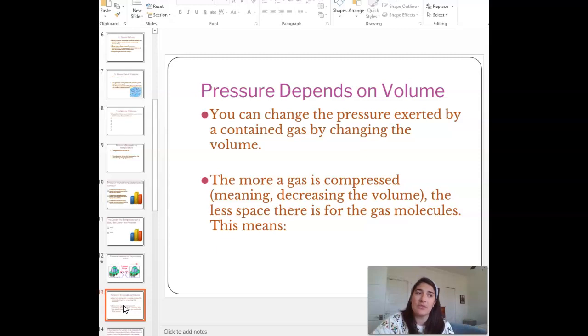One thing that I've noticed students struggle with is the word volume. They're thinking of the volume of the gas, meaning quantity. No. Make a note to yourself somewhere in your notes that volume is referring to the container size. So is your container this big, or this big, or this big? Volume is referring to container size, not quantity. So the more gas is compressed, aka decreasing its volume, the less space there is for gas molecules to move.